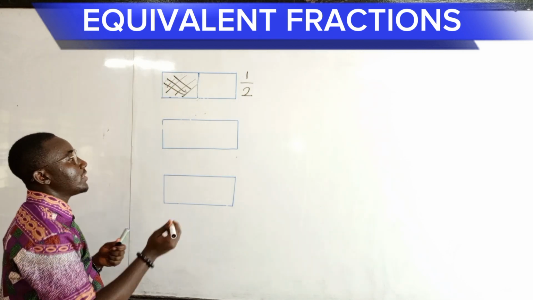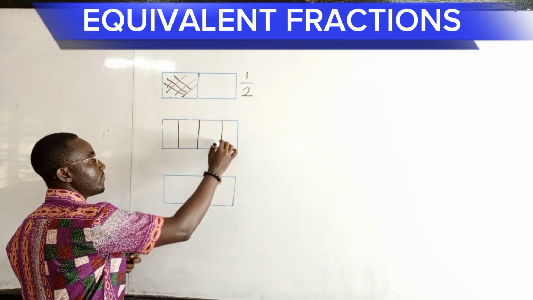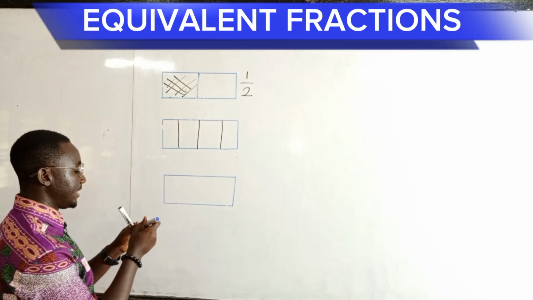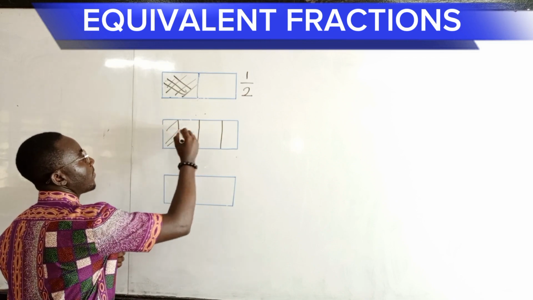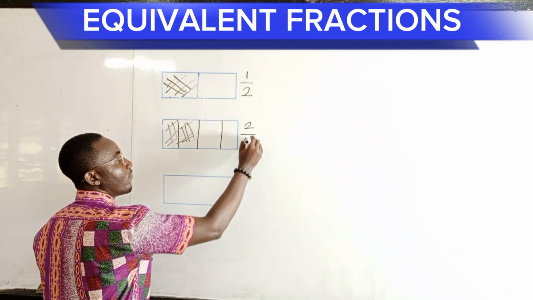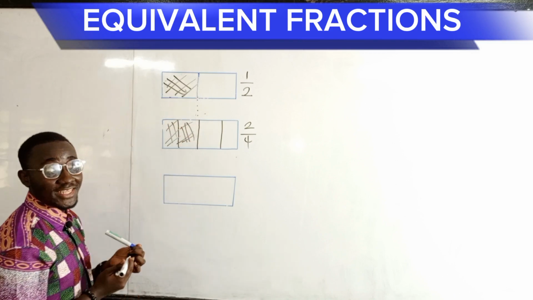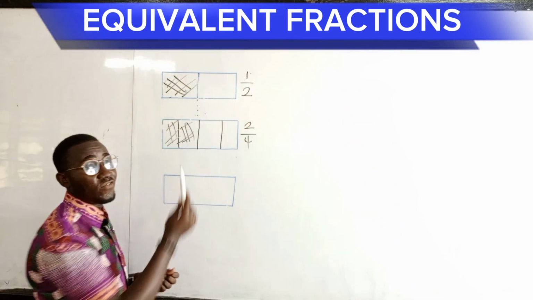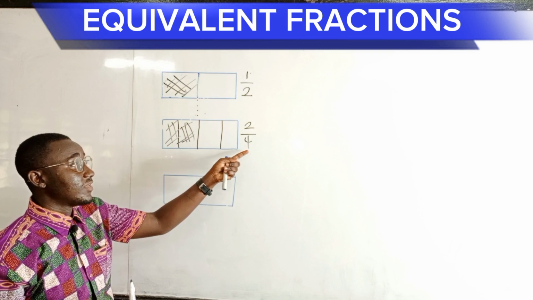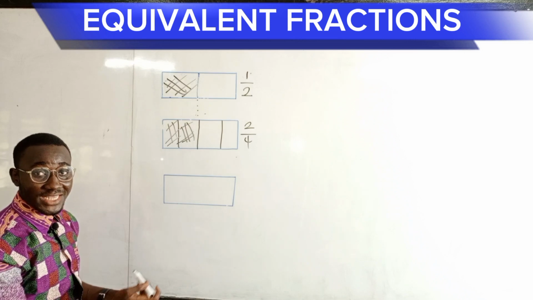All right, we are going to divide this room into 4. So you realize that this time we have 4 rooms. When I shade 2 of the rooms, this fraction is going to be 2 out of 4. You realize that the distance here is the same as the distance here. You can tell that the numerator for the first rectangle is different from the numerator for the second rectangle. The denominator for the first rectangle is different from the denominator for the second rectangle. But guess what? They represent the same value.